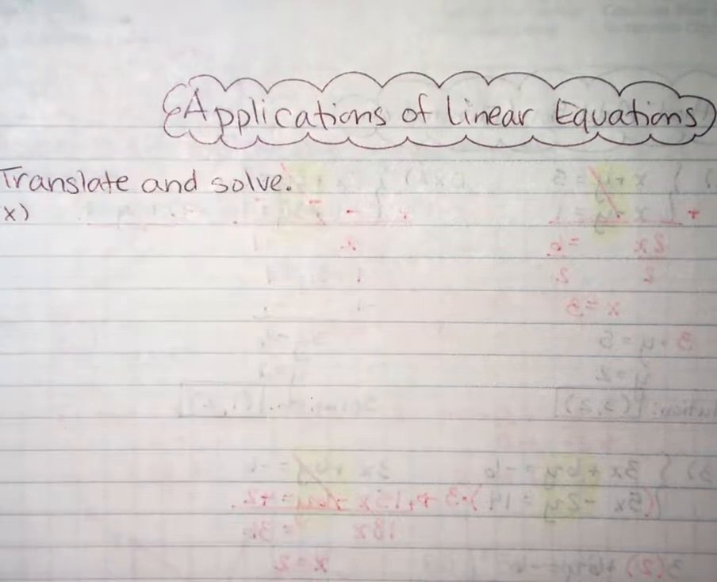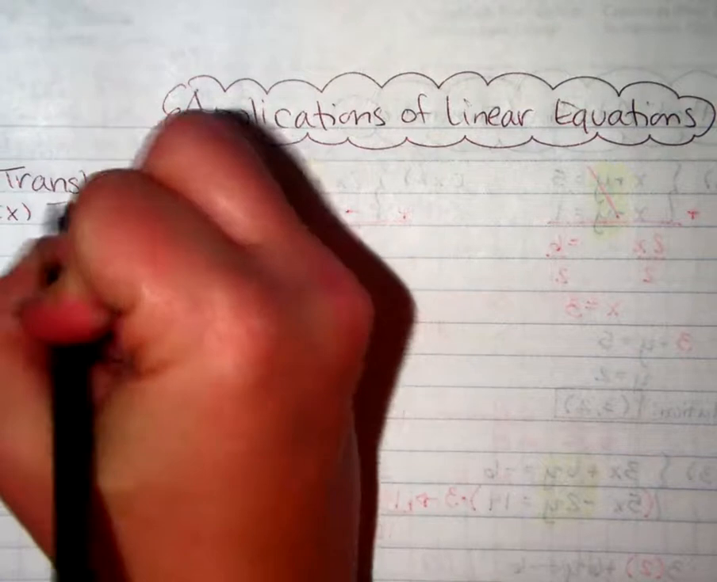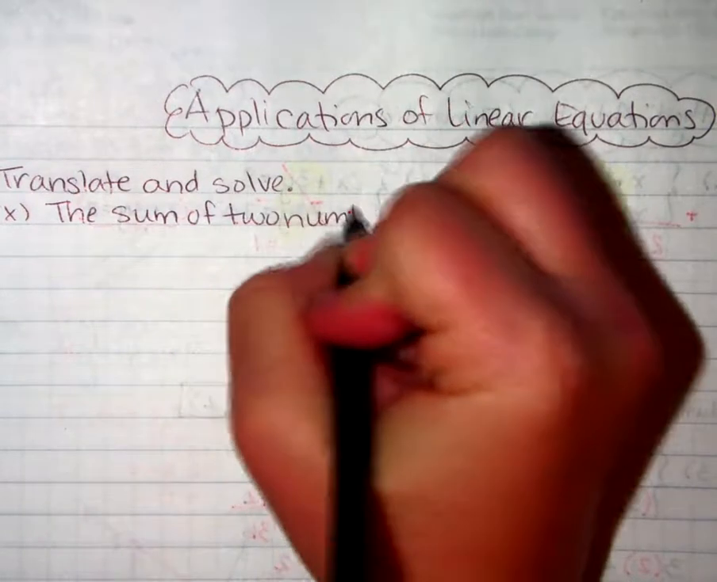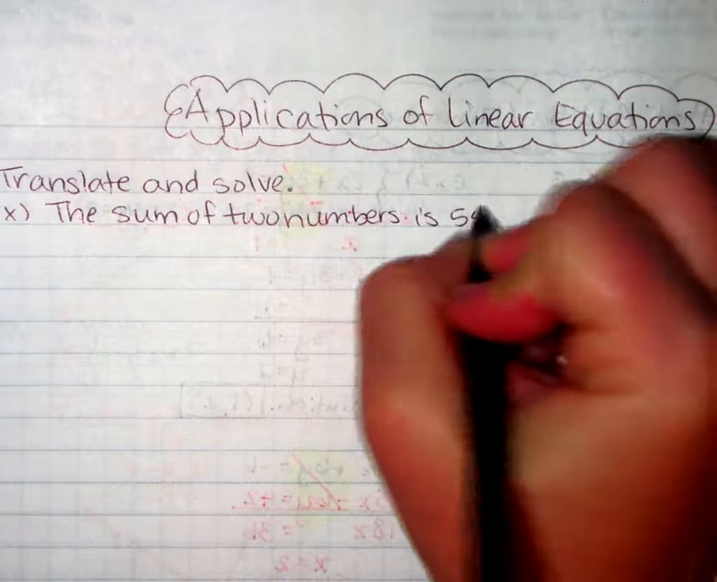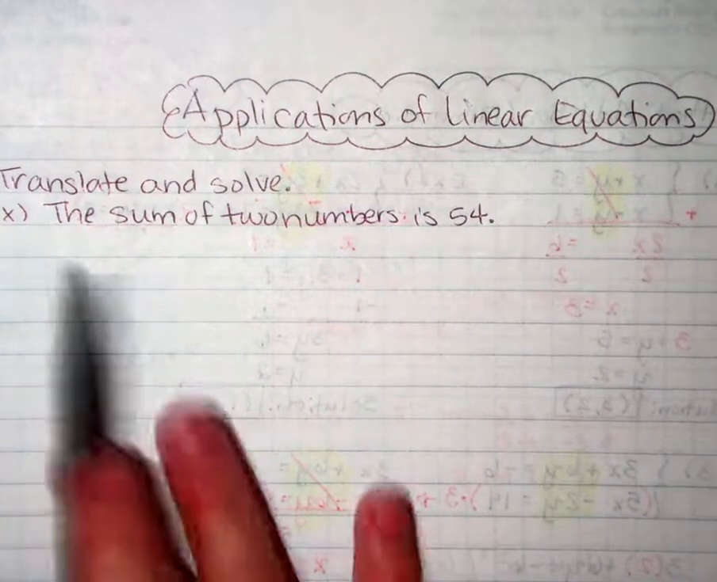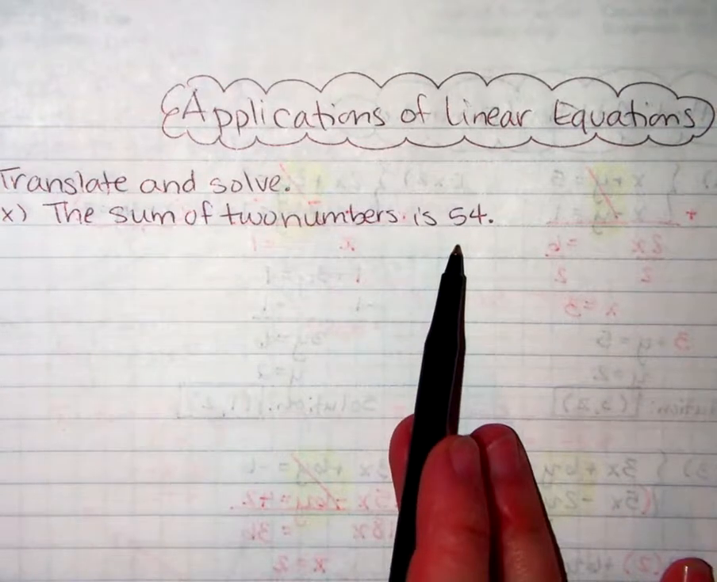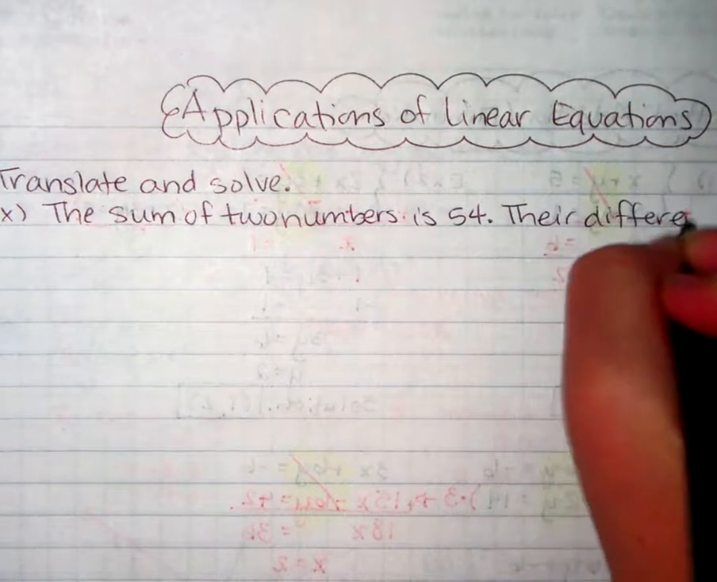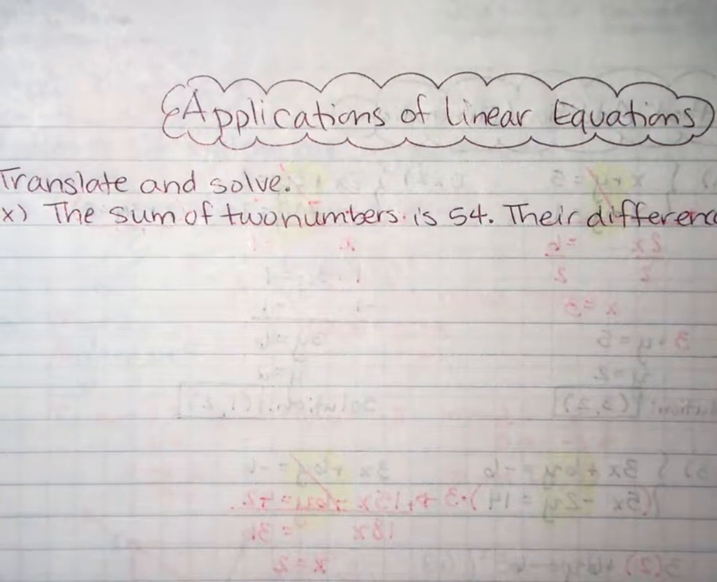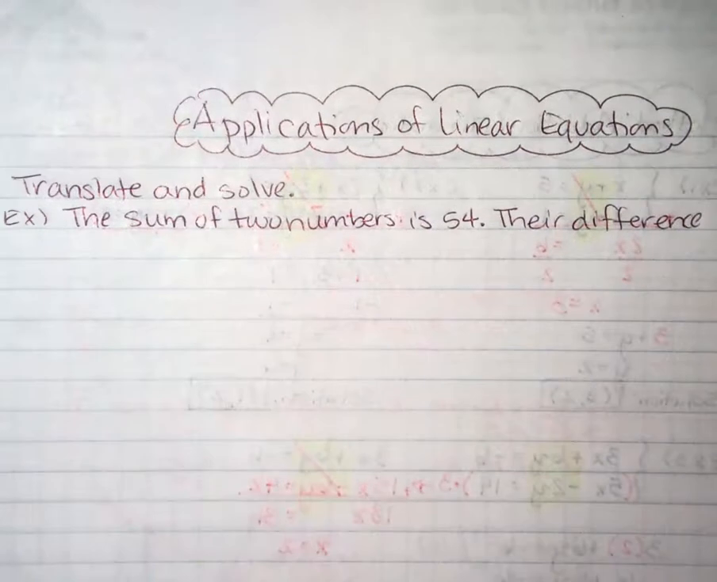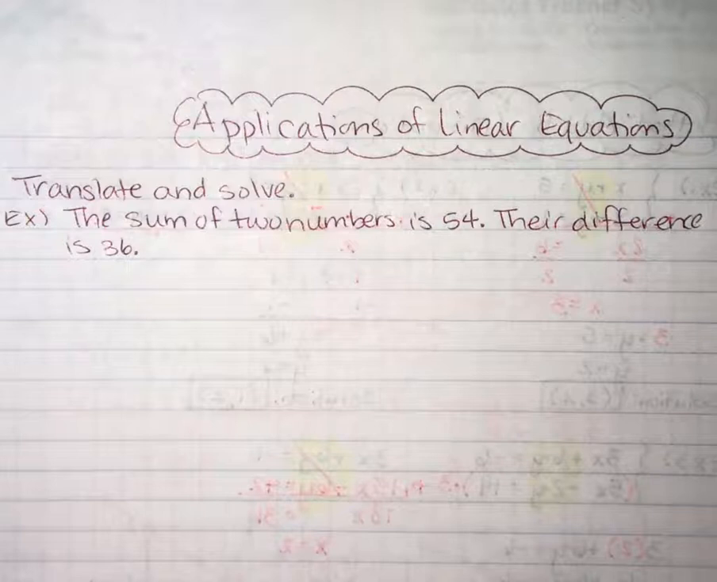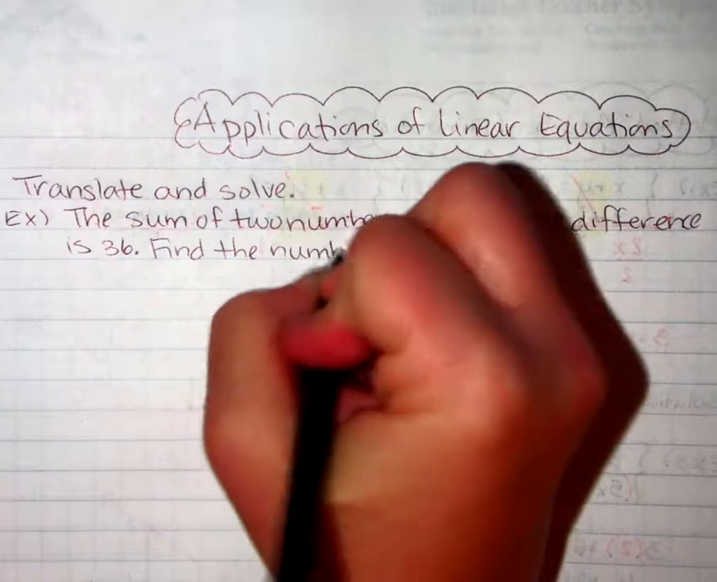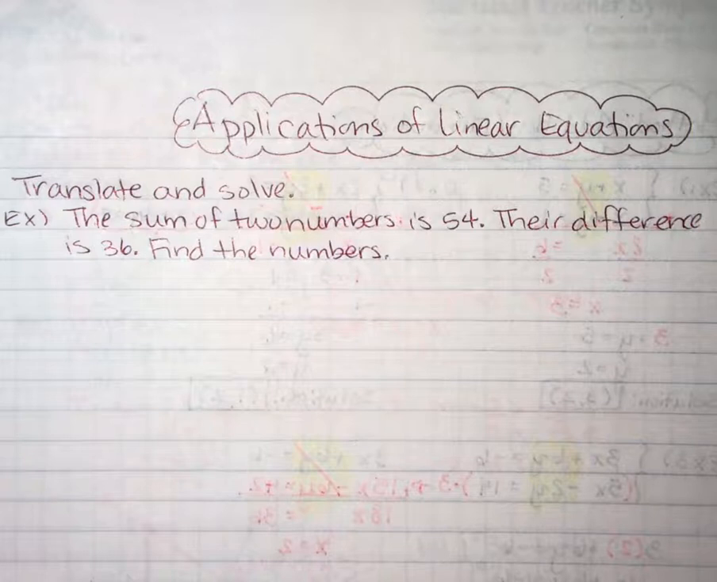So for our first example, let's look at the application. It says the sum of two numbers is 54. So that's the first sentence. Now this sentence will become the first equation in our system. Also, their difference is 36. I want to find the numbers. And now that second line is going to be the second equation in our system.